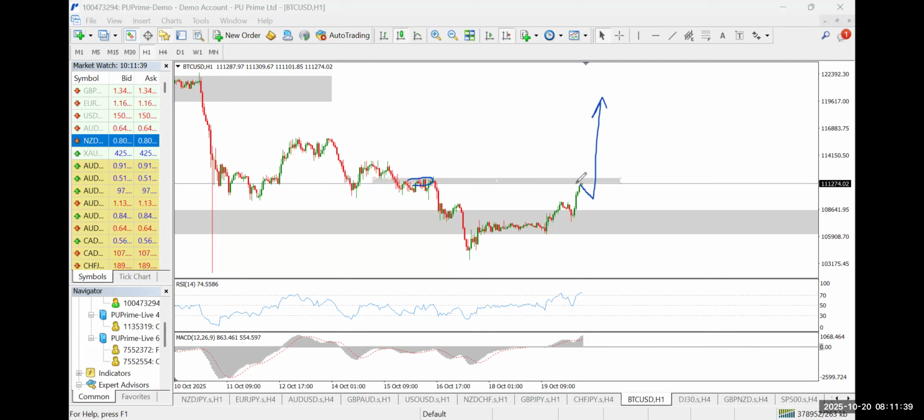There may be some rejection around this resistance. So just watch out for a retracement and a breakout. Once price breaks out above this 1 hour level, then you can trigger a buy on BTC USD. So we're bullish on BTC. And if that happens, just like as analyzed, you may target this next major resistance level as a profit taking level. So we're bullish on the BTC USD.